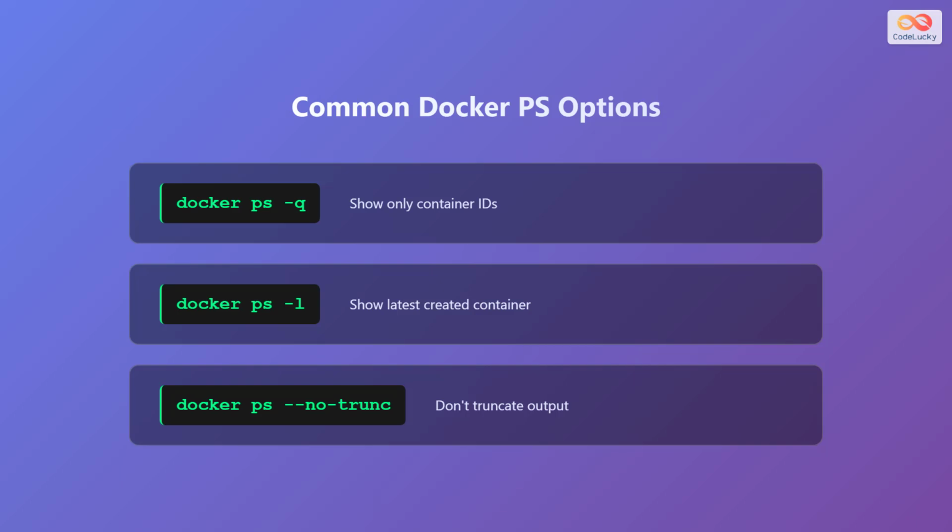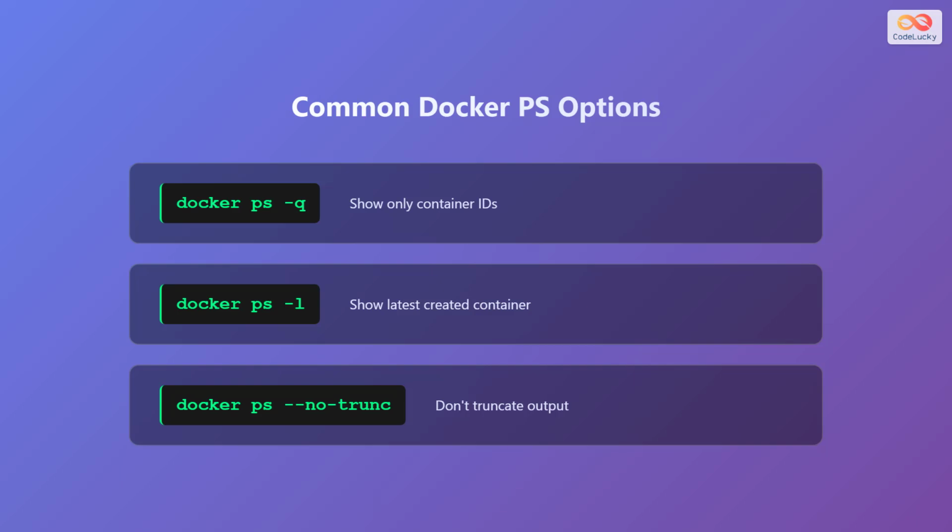The docker ps command offers several options to customize the output. Let's explore some common options. First, docker ps -q shows only the container IDs. This is useful for scripting or when you only need the container IDs.